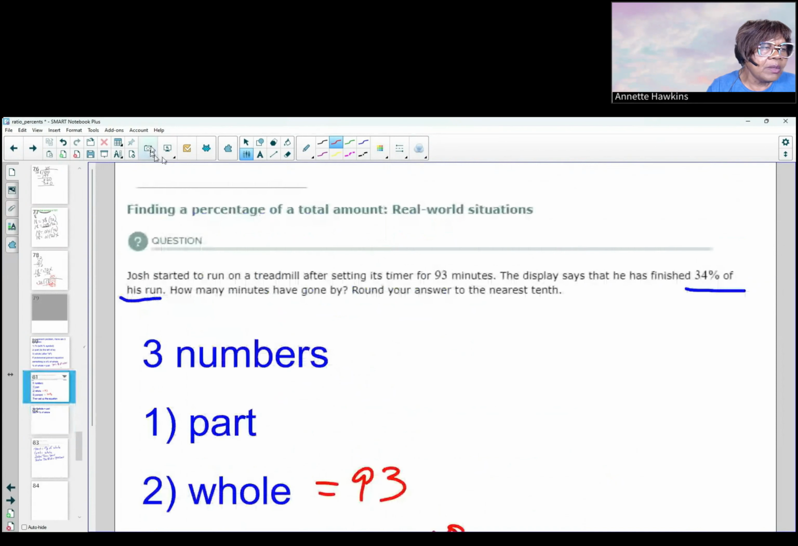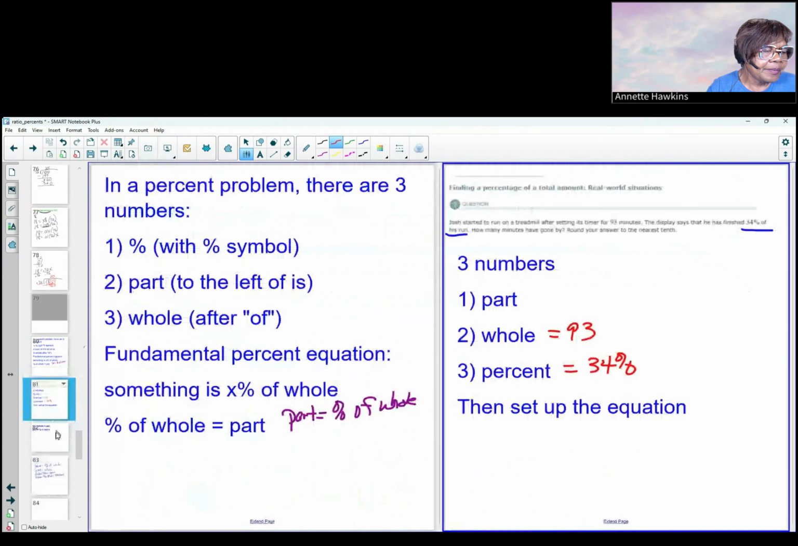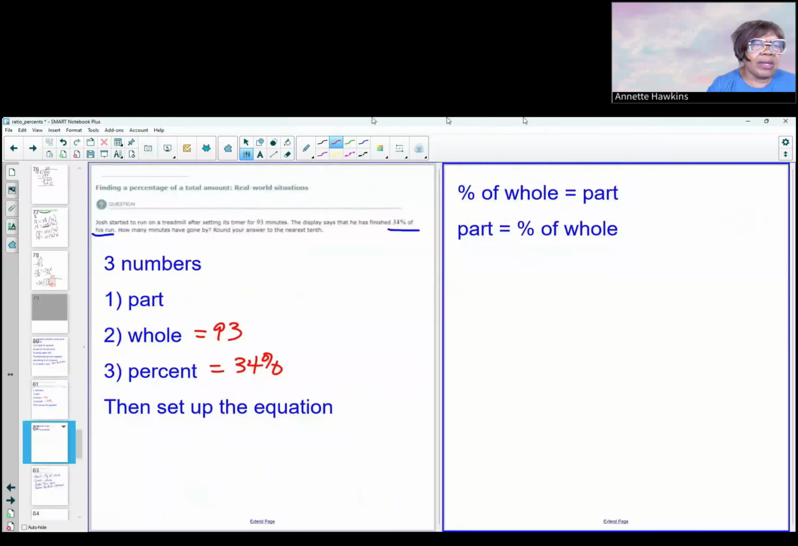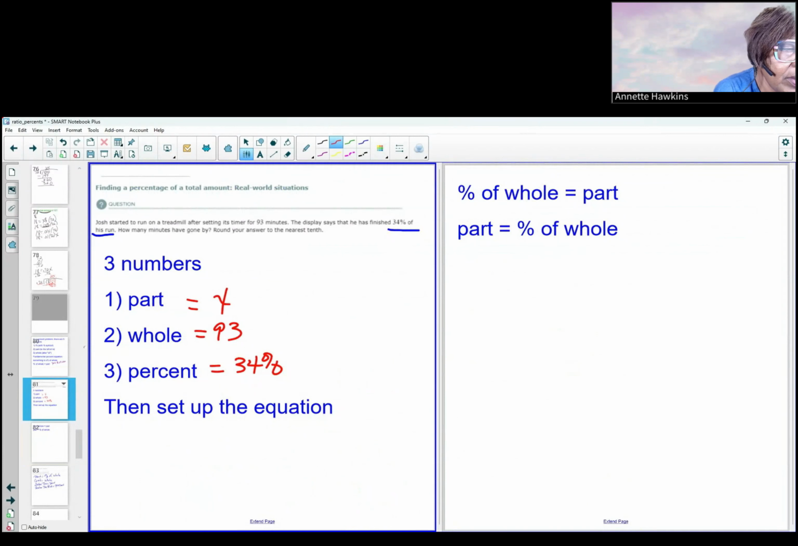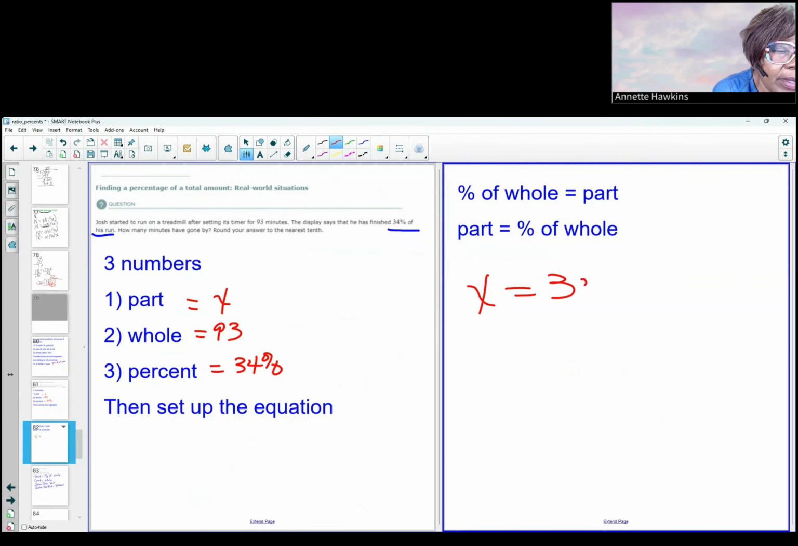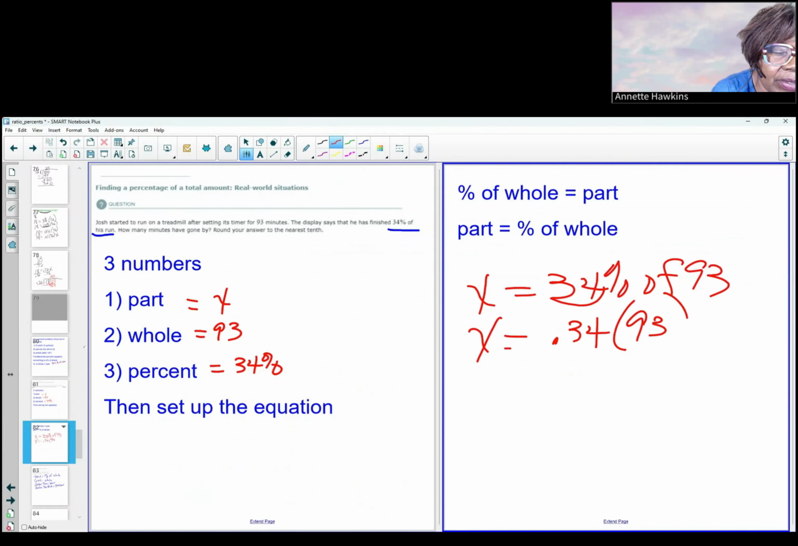Part equals percent of the whole. We don't know what the part is, so that's X. So X equals 34% of 93. Let's change this to a decimal, moving it two places. Of means times, so X equals 0.34 times 93. That's 31.62.